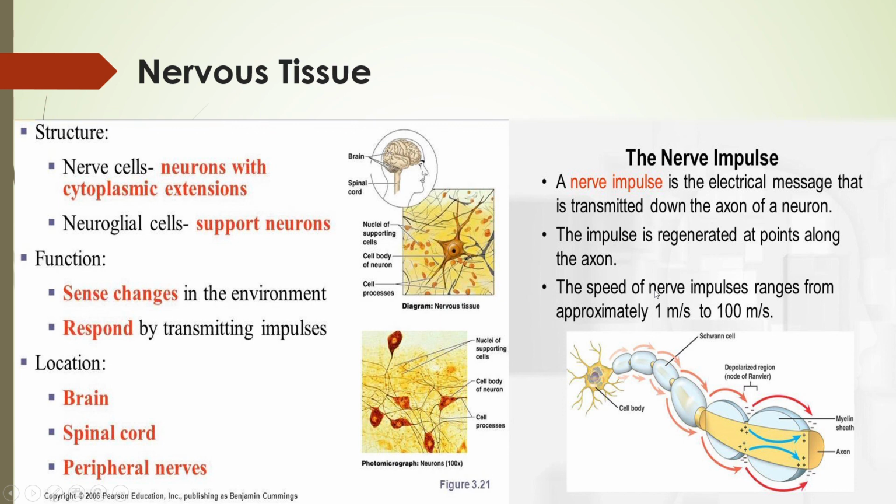The nerve impulse. A nerve impulse is an electrical message that is transmitted down the axon of a neuron. The impulse is regenerated at points along the axon. The speed of the nerve impulse ranges from approximately 1 millisecond to 100 milliseconds.